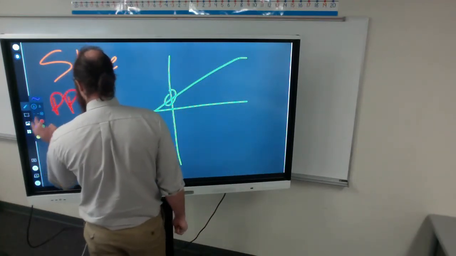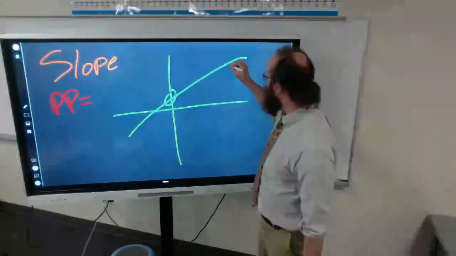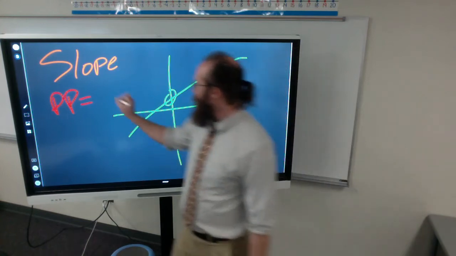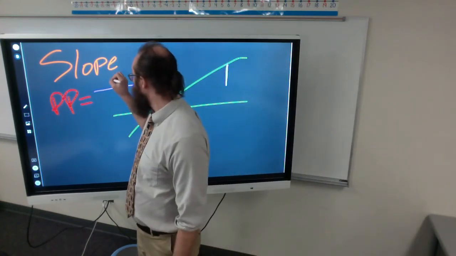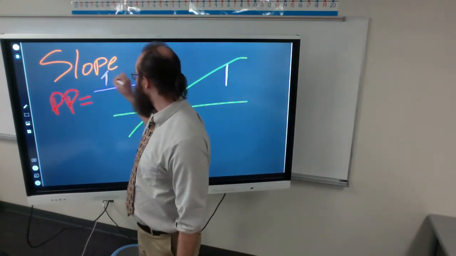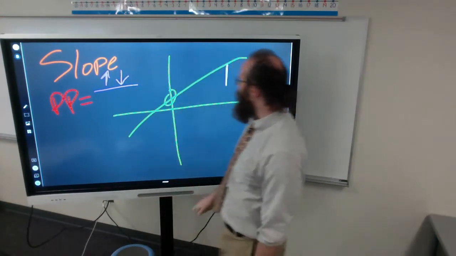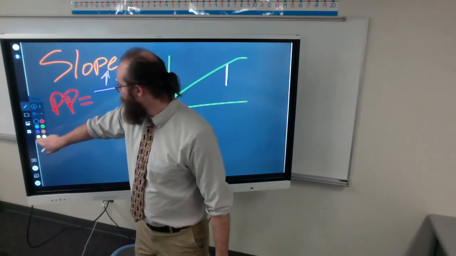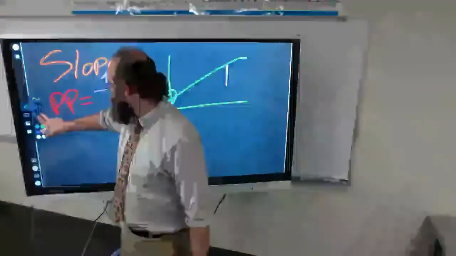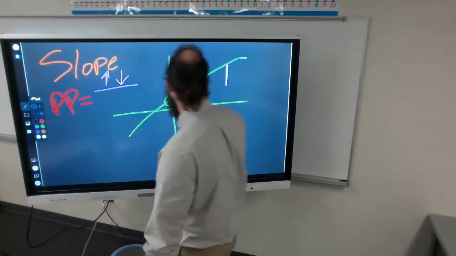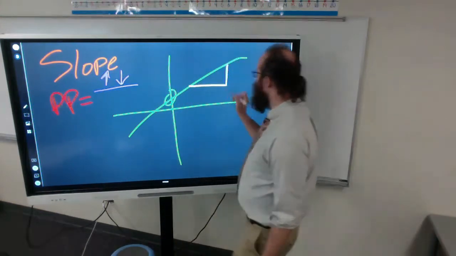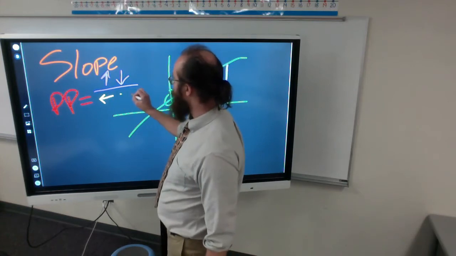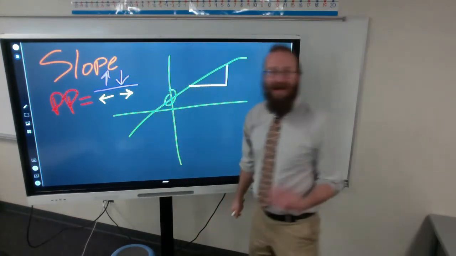And we're going to represent that in purple. So let's say there's a point right here, and this is how far it goes up. That goes on top. So up or down goes on top, and left and right goes on bottom. Let's use a different color for that. Let's use yellow.